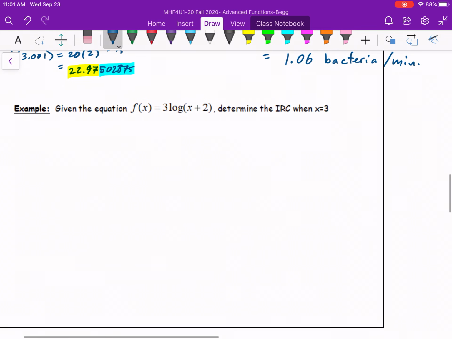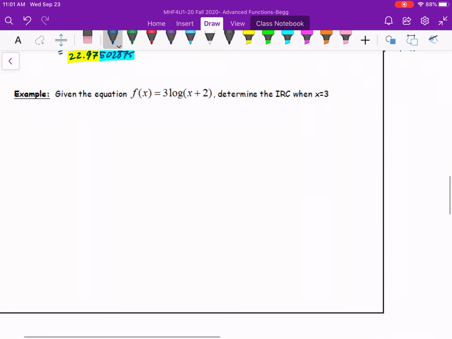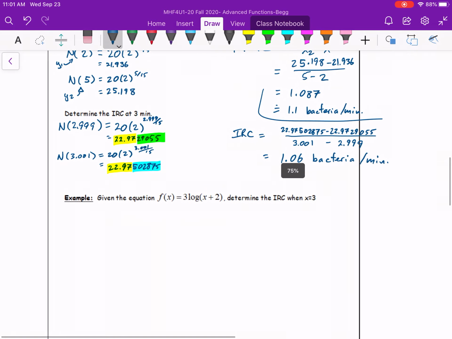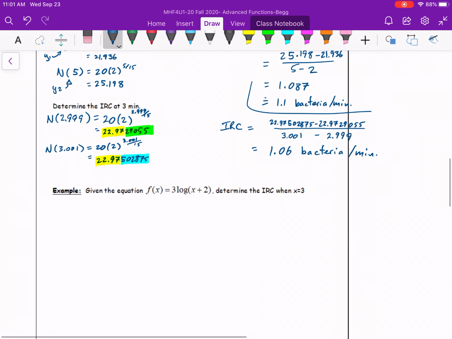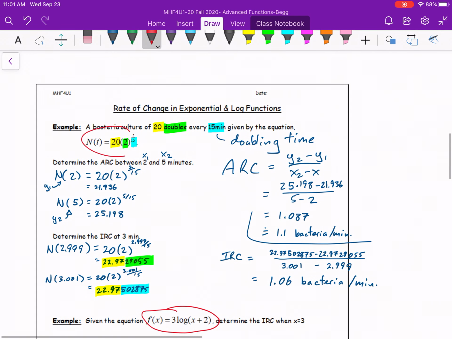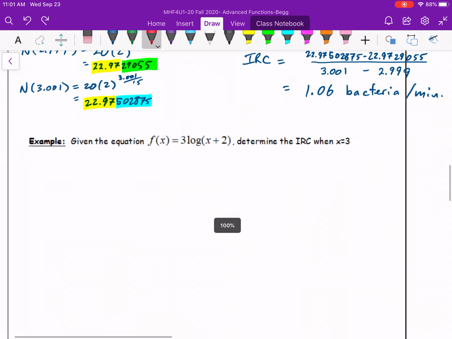Last example, given f of x equals 3 log x plus 2, determine the instantaneous rate of change when x equals 3. So it's really the exact same idea as what I just did, except my function that I'm looking at is now this logarithmic function instead of this exponential function. Not going to do anything different whatsoever.